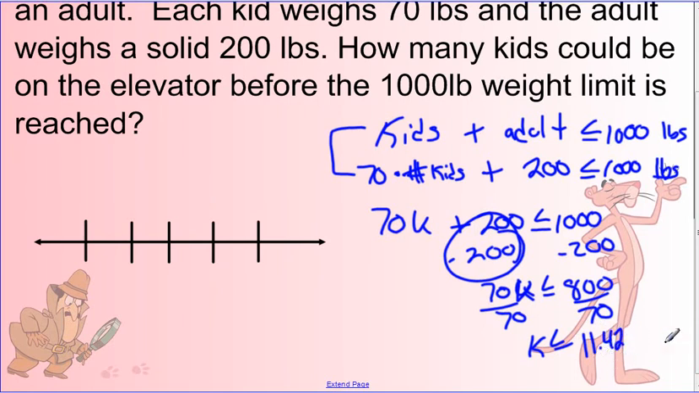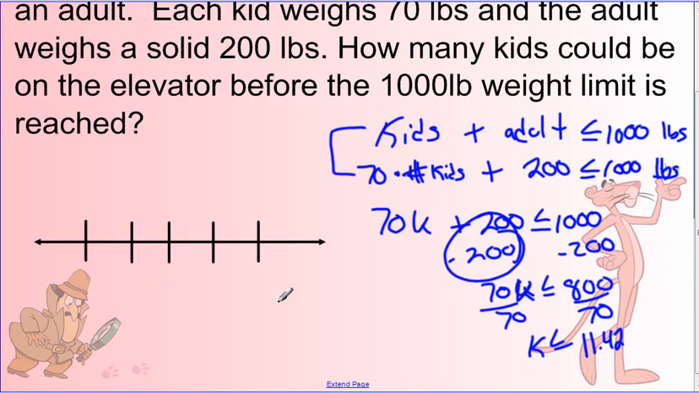So I could put a little more than 11 kids. So I'd want to put between 11 kids and less. So if I have less than this, I'm good. If I have more than this, I'm not good. So the answer here is like 11.42 kids is the maximum amount of kids you could put.